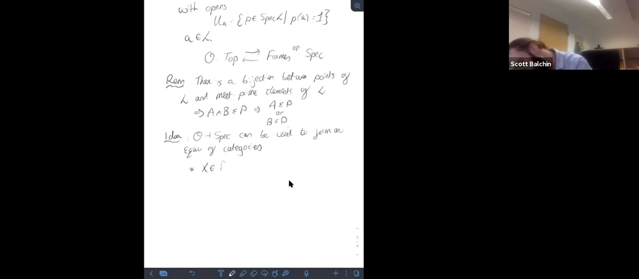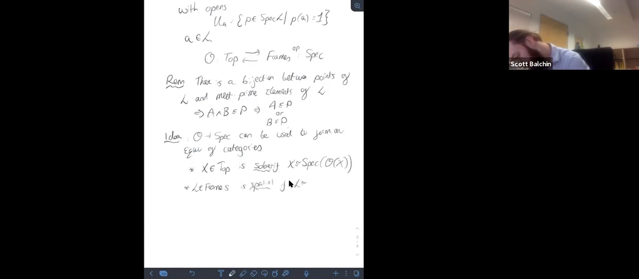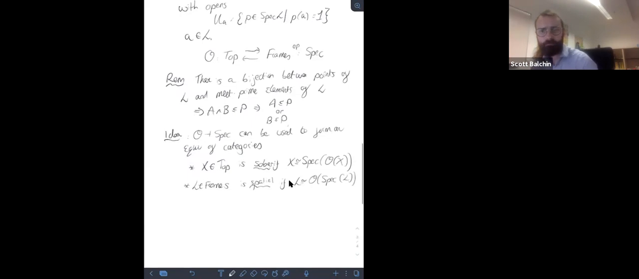So X in Top is sober if X is equivalent to the Spec of the opens of X. So if I go this way around, the fixed points are the sober spaces, and going the other way around, L in Frames is spatial if L is the opens of Spec of L.